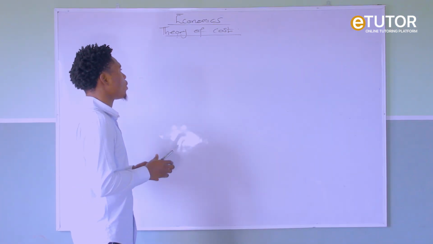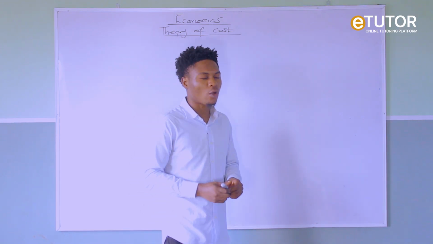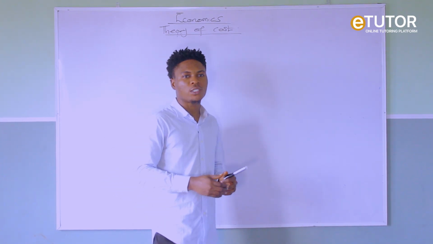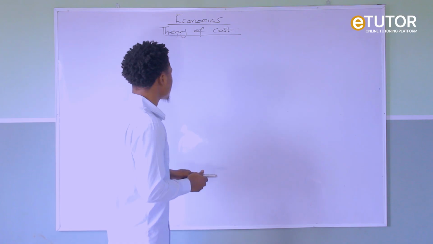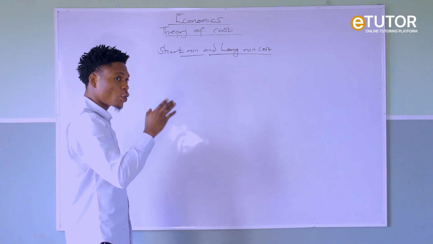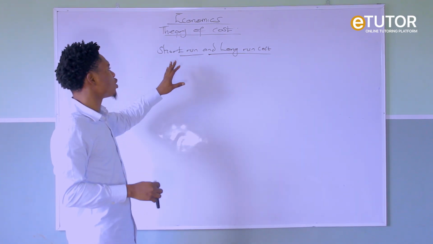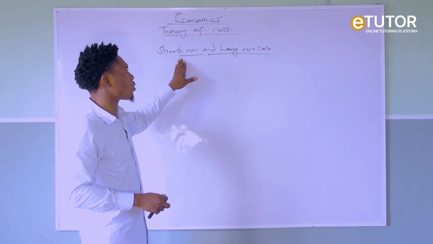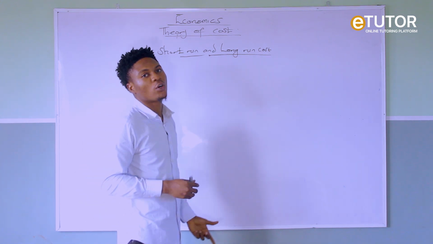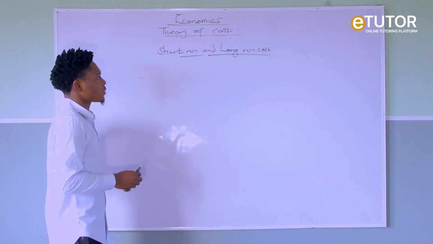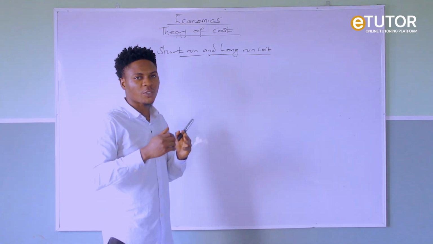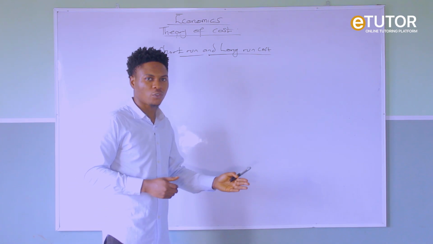We want to look at what I call the short run cost and the long run cost, because I'll be talking about short run and long run. So we need to have an understanding of this short run and long run. Now, a cost that is incurred or spent by a firm in the short run production period is what we call short run cost. The one that is spent by a firm in the long run production period is what we call long run cost. Now, what's the difference between short run and long run? Short run simply means at present. Long run means in the future.